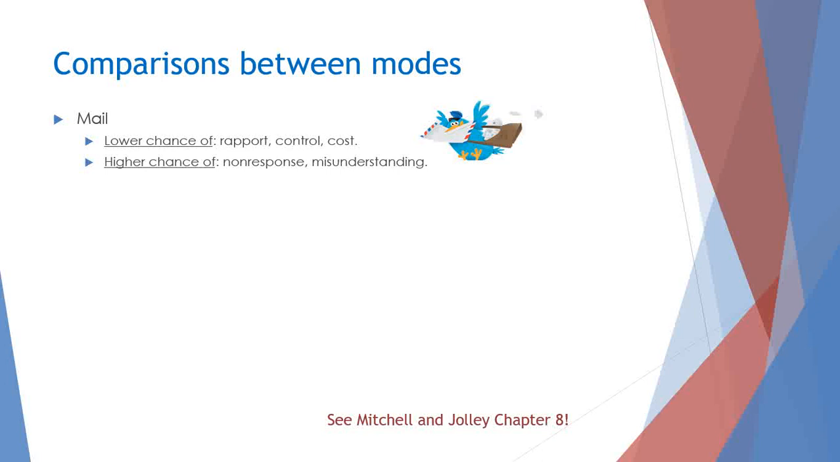So mail is still a really useful way of collecting data. It has a lower chance of generating rapport. That can be important if you're going to get them to fill out sensitive information, or whether you need to get them on side to fill out a rather long survey. It also has lower control because, again, you're not supervising them. You don't know under what conditions they're filling it out. But it has much lower costs. You're only paying for the printing and the stamps.